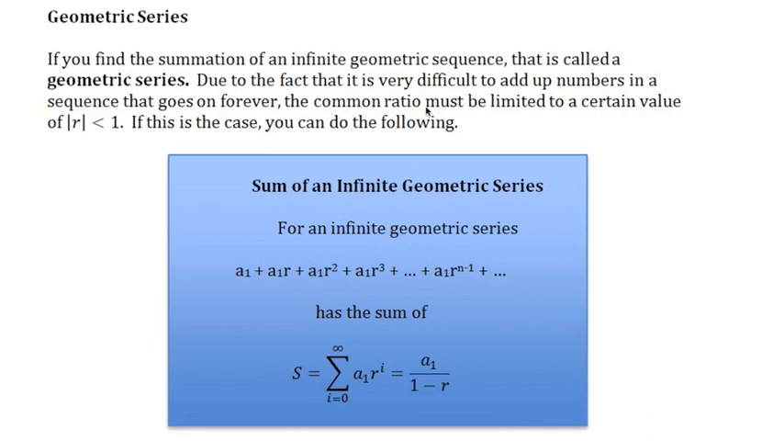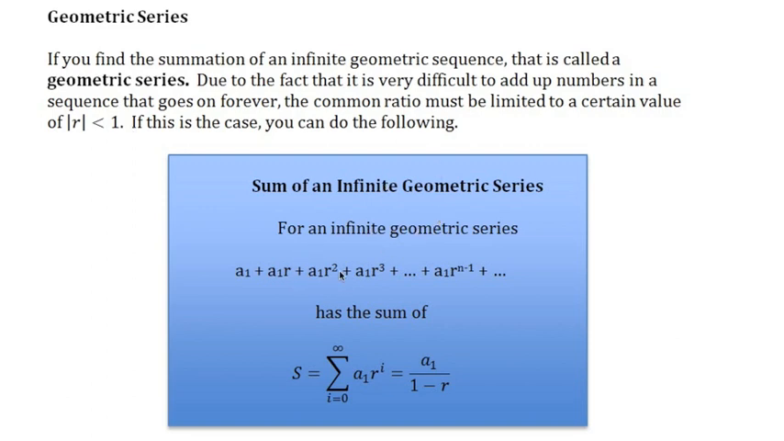Now we're looking at geometric series. If you want to find the sum of an infinite geometric sequence, that is called a geometric series. Since, if you think about it, we want to add up something that never ends because it's infinite, it's kind of hard to do that. But we can do that if a certain thing happens with the r value, the common ratio. If the absolute value is less than 1, then we can do it because it gets closer and closer to 0, and eventually the number kind of just disappears because it gets so close to 0.